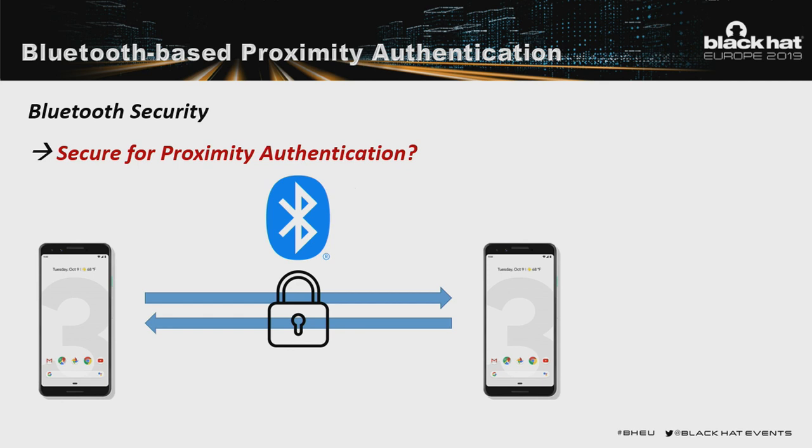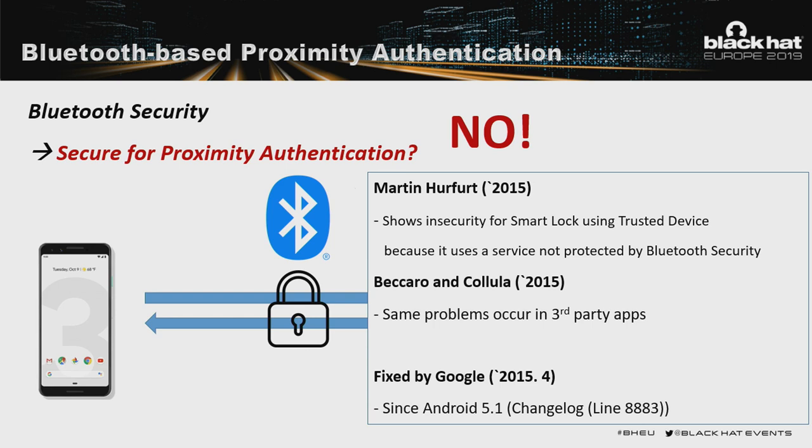But what about its use for proximity-based authentications? Can you get the same answer? No. Actually, in 2015, two attacks on Android Smart Lock were proposed. I will explain the reason later. But the problem was fixed by Google, fortunately, in 2015. The problem can be thought of as fixed from Android 5.1. But can you say that Android Smart Lock is secure after the fix?